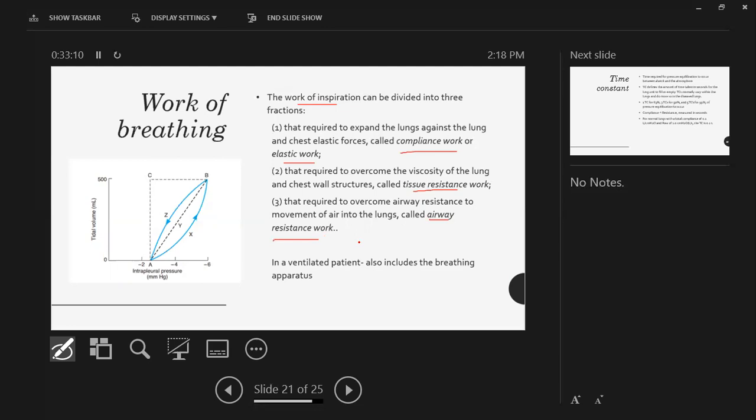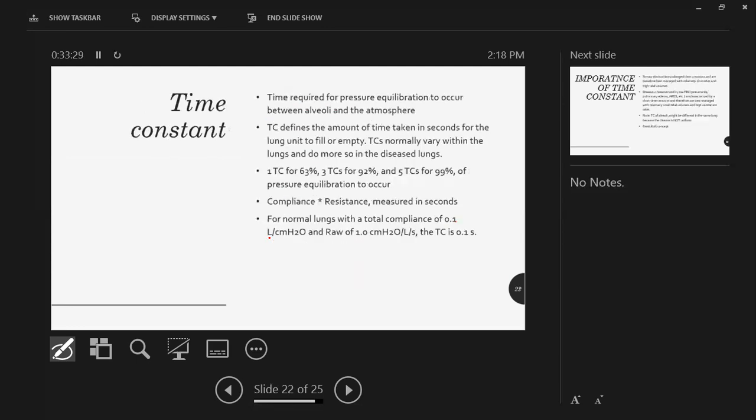In a ventilated patient, the ventilator has to overcome, apart from this, the breathing apparatus also, because there are too many tubings and the endotracheal tube that goes into the patient before the air from the ventilator comes in contact with any of these. Correct? With all of this in mind, let's see what the time constant is. Oh, I'm discussing it here itself. I thought it was in the next slide. Sorry. So the time constant is very simple.